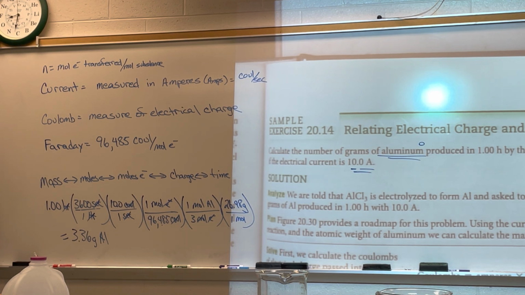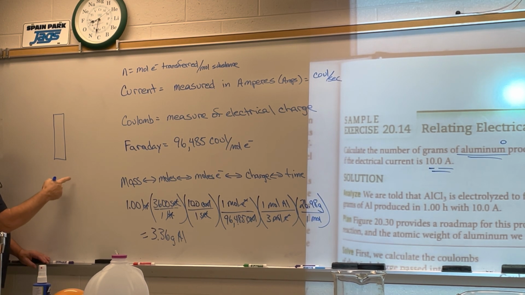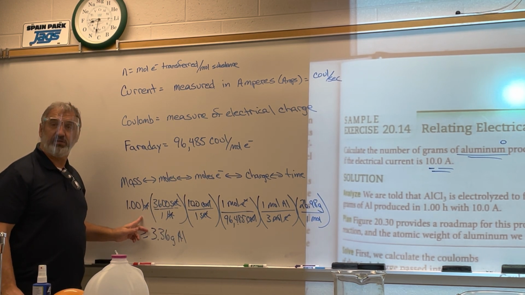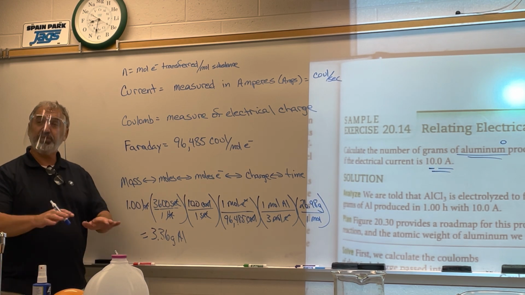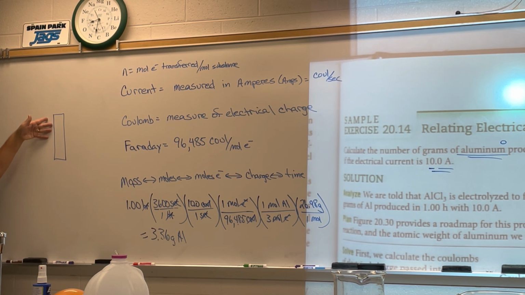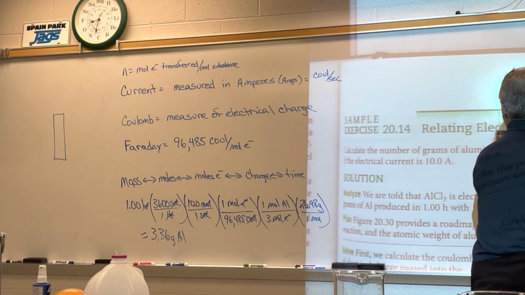So you have a metal electrode in here, and you're putting electricity in and you want to get pure aluminum. If you run 10 amps of current for 1 hour, you're going to get 3.36 grams of aluminum plated out. If you're doing just a thin coating on a piece of metal, 3.36 grams will go a long way, because you're only doing a couple atoms thick across the top. So, it's just conversions.